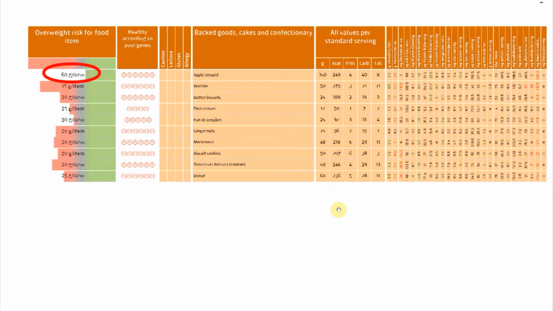So a person can eat 60 grams of apple strudel to have the same weight gain effect as 15 grams of waffles. So what does this tell you? It tells you to eat more apple strudel and less waffles if you have the choice. If both taste maybe the same to you, then you can choose the ones that are better for your genes.